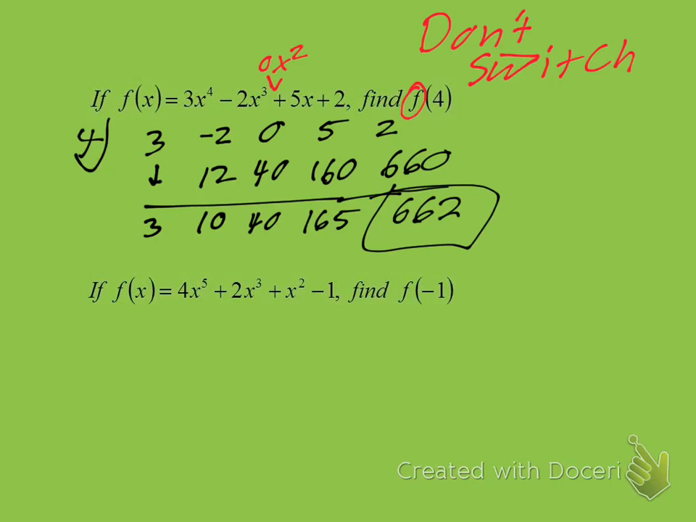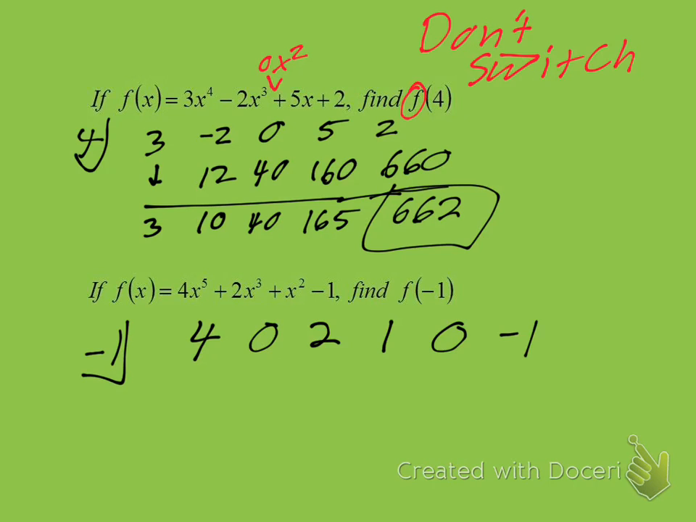Okay, next one. F of -1, so -1 goes in your box. Bunch of missing stuff here. We got an x to the 5th. We don't have an x to the 4th. We got an x to the 3rd. We got an x to the 2nd. No x to the 1st.